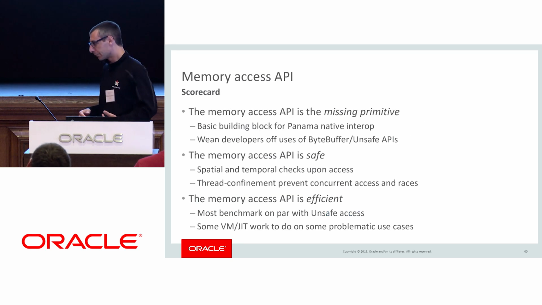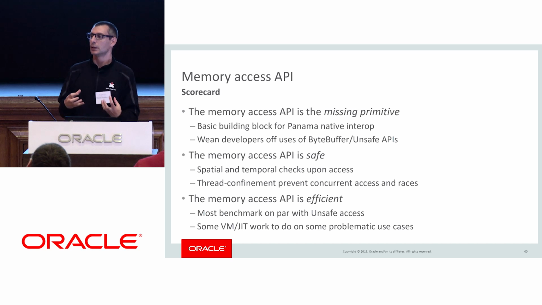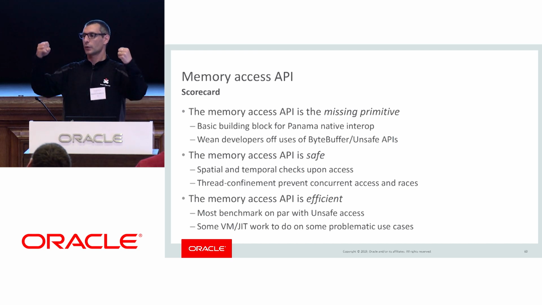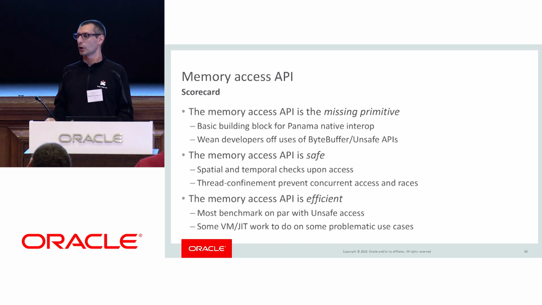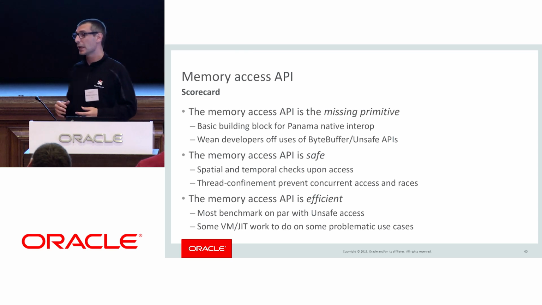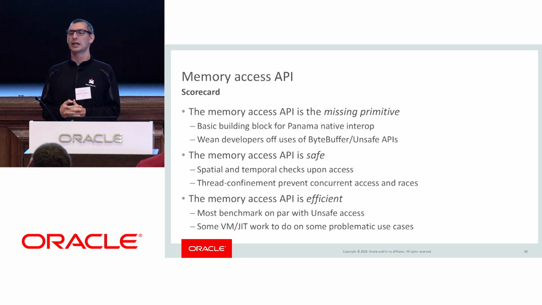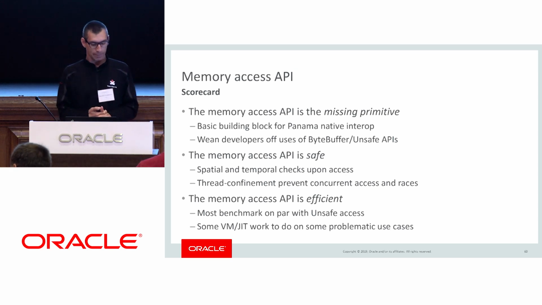So, concluding, the memory access API is the missing primitive for Panama. It's something that once we have it, we can build all the higher level interop stories on top. We can build method handle-based foreign function calls, and we can build jextract high-level APIs on top. The memory access API, as I hope I have convinced you, is a safe API. So a lot of design cycles have been put in order to make sure that you cannot accidentally crash the VM by using the API in some crazy ways.